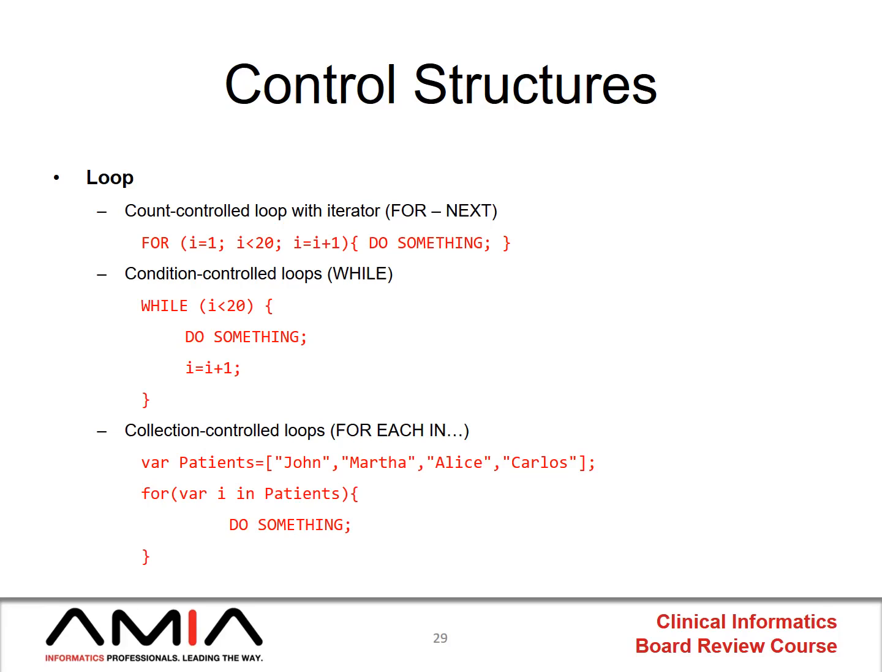So it'll look at the first I, which is the 0 index position of patients, or John, and then it'll do something to John. Then it'll do something to Martha. Then it'll do it to Alice and do it to Carlos. Maybe we're trying to batch register a bunch of patients that are coming into the clinic tomorrow or something. So this is the type of control structure you might use for that.